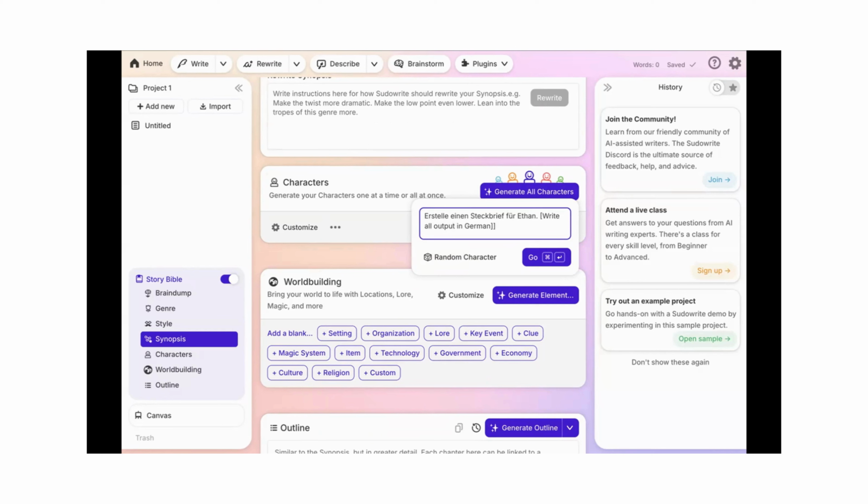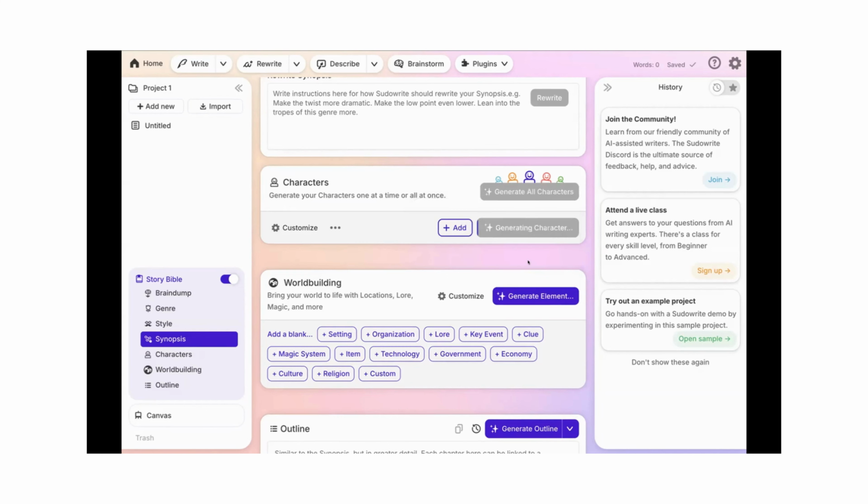Schreibe alle. Like it's always hit or miss if you leave it out. Sometimes it works, sometimes it doesn't. So better to have it one time too often than getting your results in English. So now I'm looking forward to whatever last name we get for Ethan.